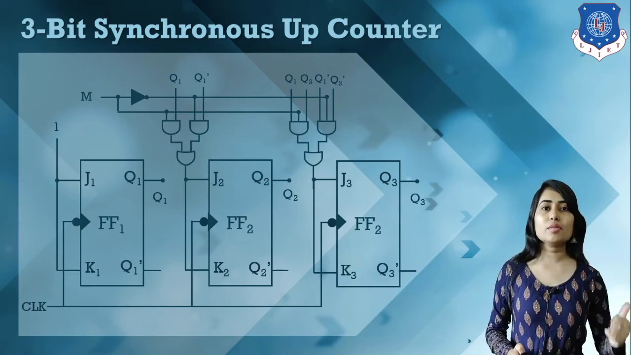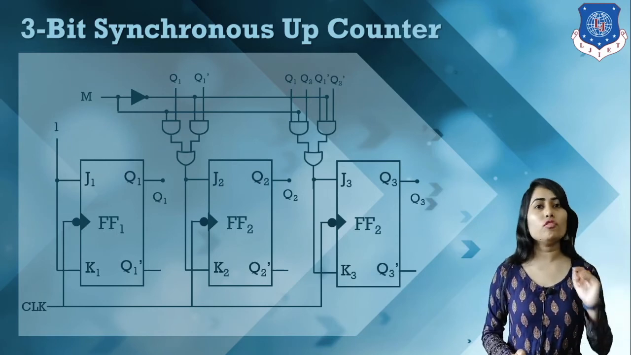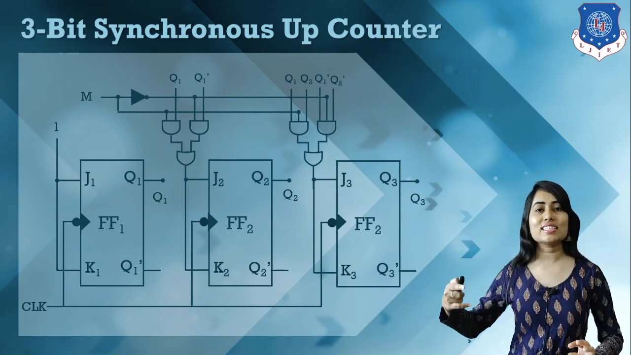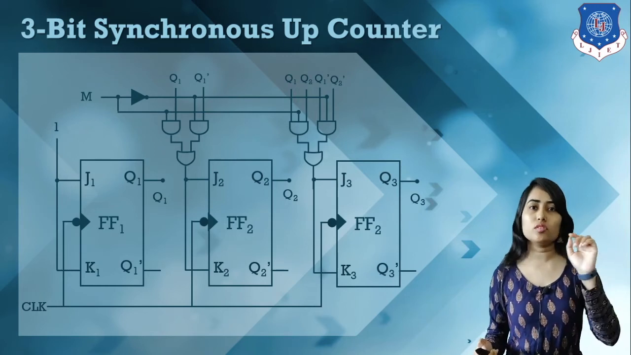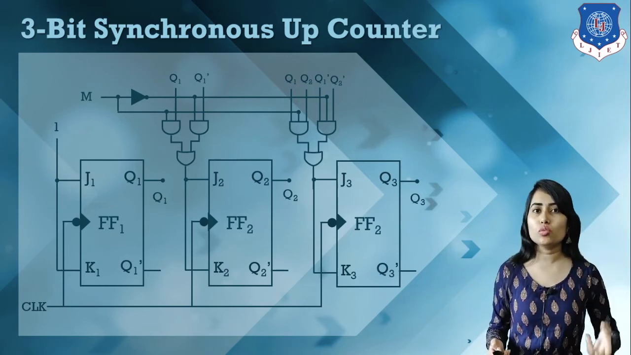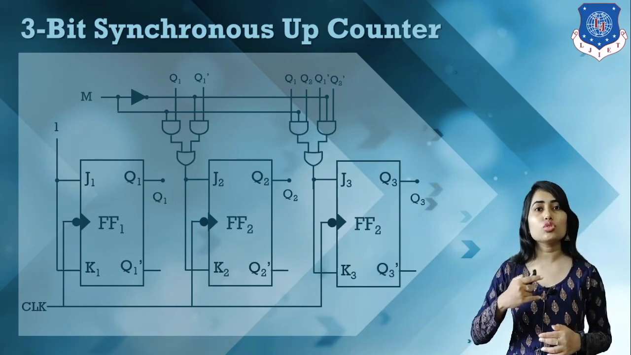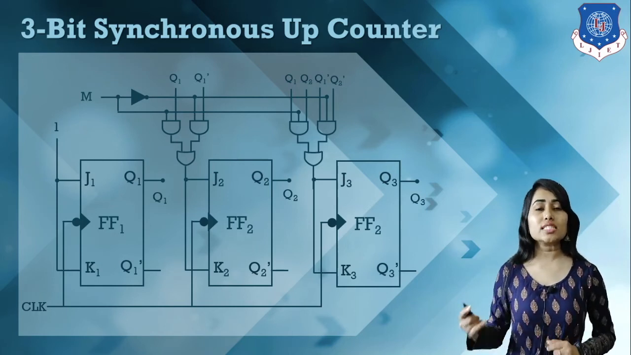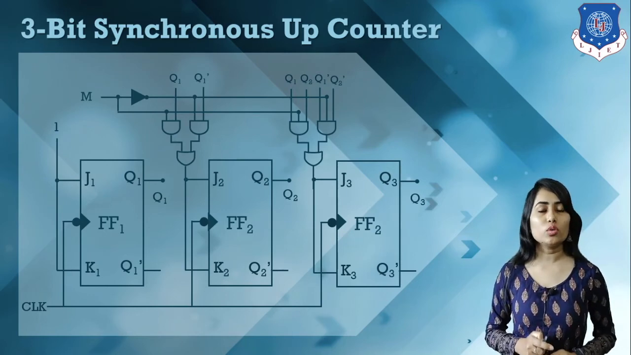Whenever we have M is equal to 1, we apply the inputs J1 K1 is equal to 1, J2 K2 is equal to Q1, J3 K3 is equal to Q1 into Q2. For down counting we have M is equal to 0, J1 K1 is equal to 1, J2 K2 is equal to Q1 dash, and J3 K3 is equal to Q1 dash into Q2 dash. So this is how we can design a synchronous up and down counter, and this is how it works. Thank you.